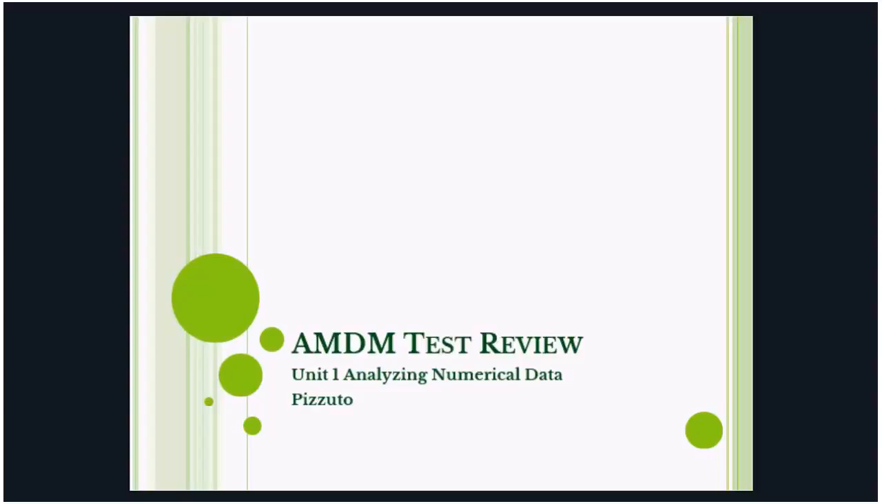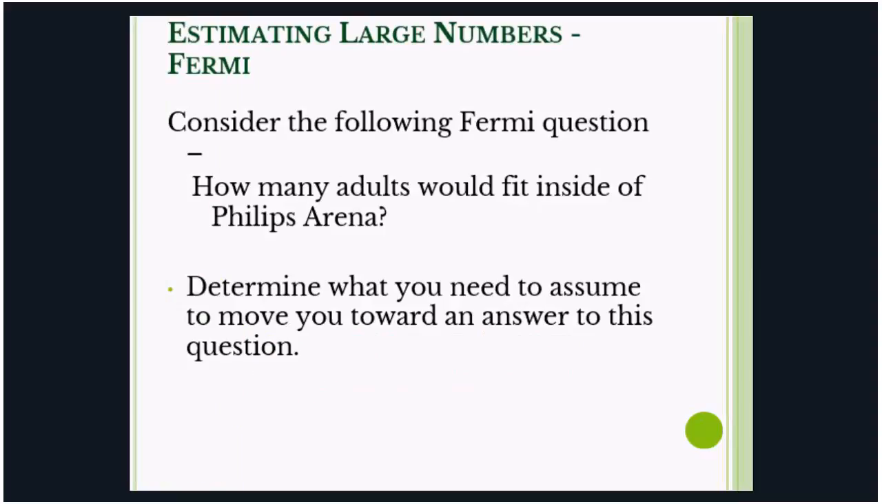So the first test you're going to take is the Unit 1 Analyzing Numbers test. And we started off the unit by doing some estimating number problems. For example, one of the first problems you did was estimating a crowd, then you estimated how many tennis balls were fitting in a room. One of the questions they asked you to do was a Fermi question.